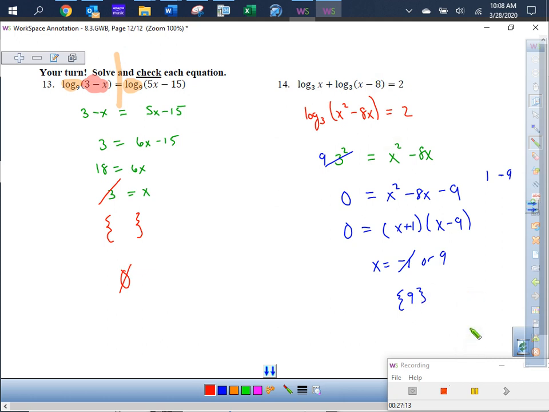So, solving log equations, talk yourself through it. Please let us know if you have any questions.